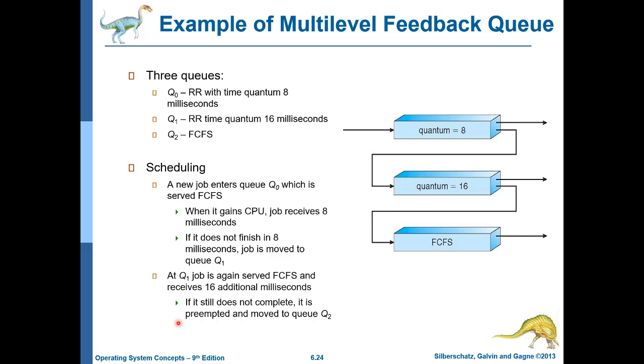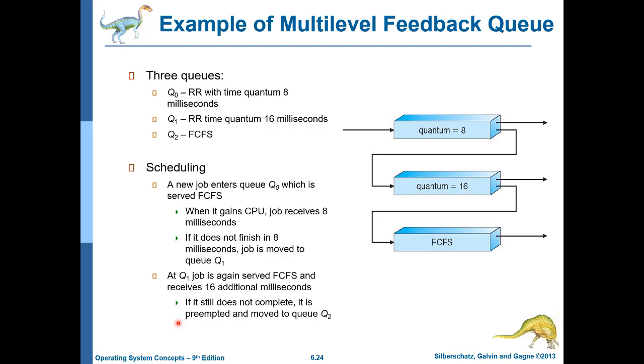So we see this example of multi-level feedback queue. We have 3 queues, Q0, Q1, Q2. Q0 is a queue which uses round robin, and it has a time quantum of 8 milliseconds. Another queue is also round robin, which uses a time quantum of 16 milliseconds. And a third queue which simply uses first come first served.